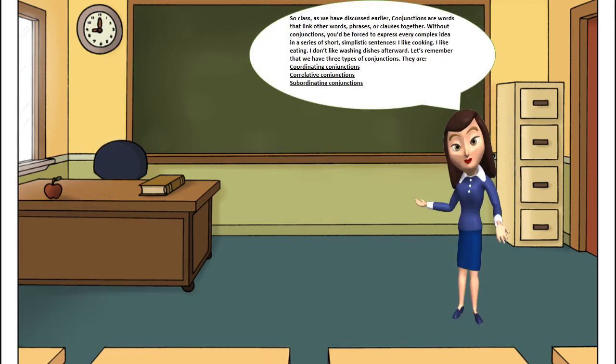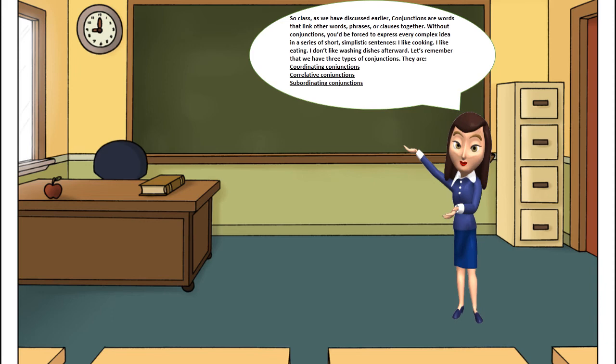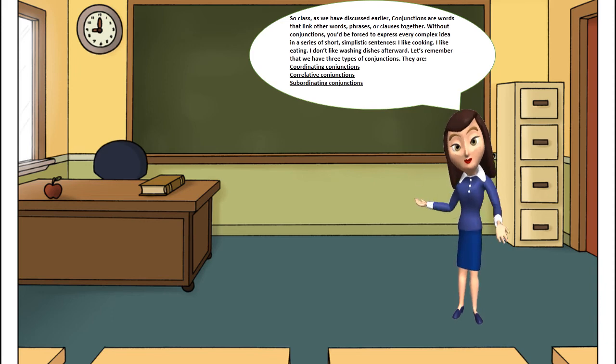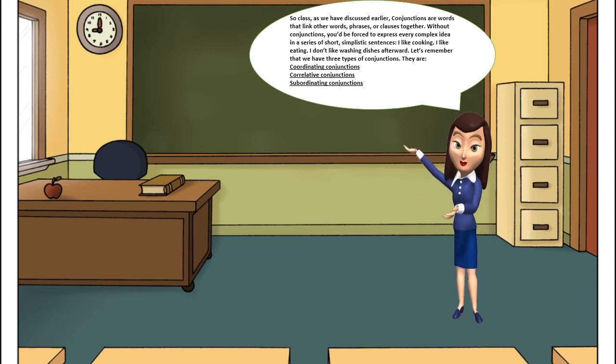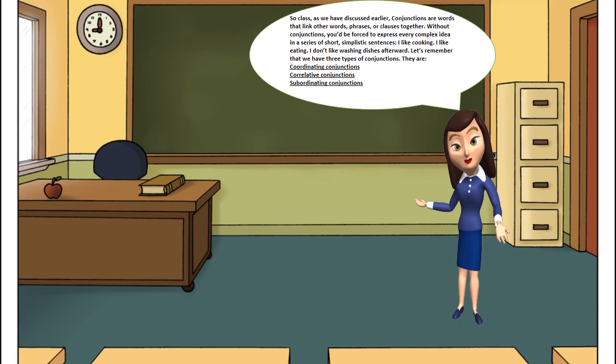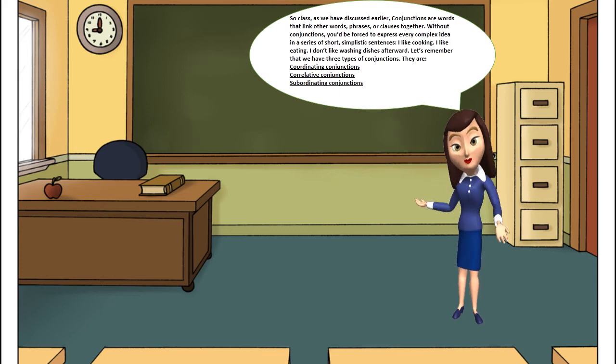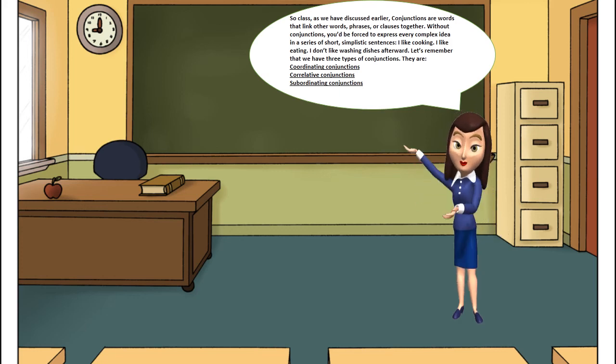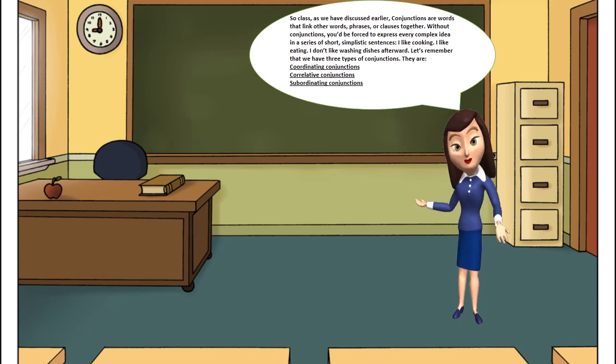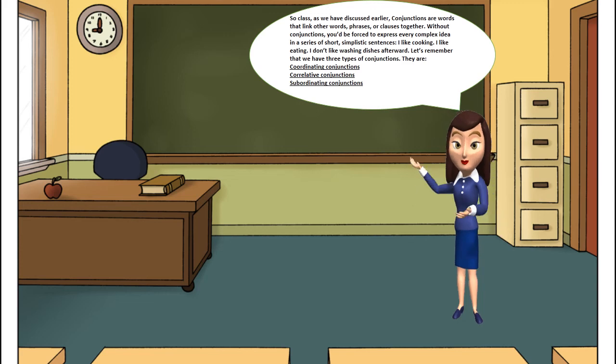So class, as we have discussed earlier, conjunctions are words that link other words, phrases, or clauses together. Without conjunctions, you'd be forced to express every complex idea in a series of short, simplistic sentences. I like cooking. I like eating. I don't like washing dishes afterward. Let's remember that we have three types of conjunctions. They are coordinating conjunctions, correlative conjunctions, subordinating conjunctions.